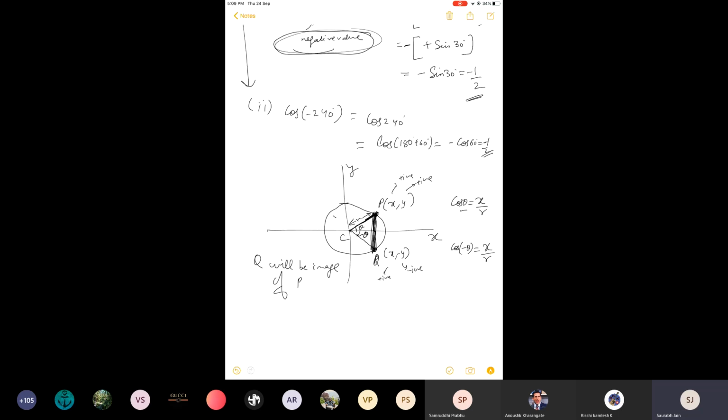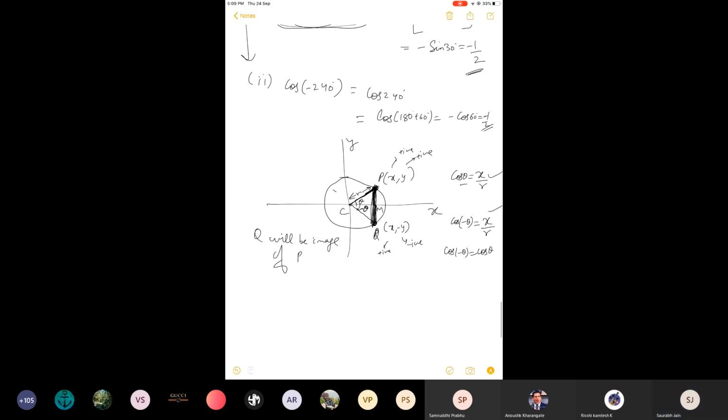This can equivalently be explained on the basis of congruency also. If we consider triangles PCM and QCM, they are congruent. So by CPCT, PM is equal to MQ, and PM equal to MQ means if this is at height y, this will be a depth y. So depth y means minus y, and the x coordinate will remain the same by coordinate geometry. What do you observe? Cos theta is x by r, cos of minus theta is x by r. So both of them are equal.